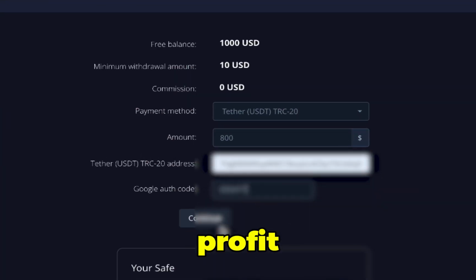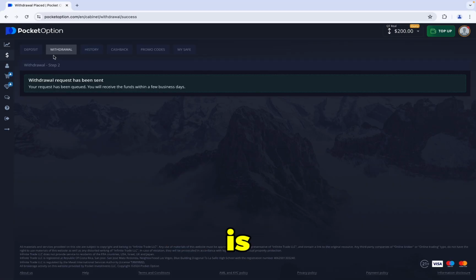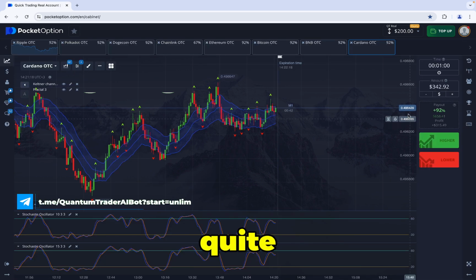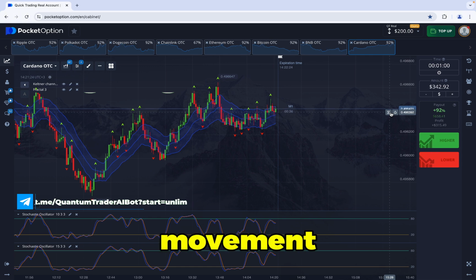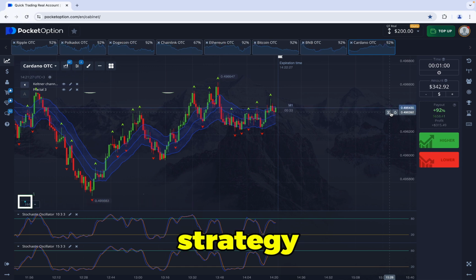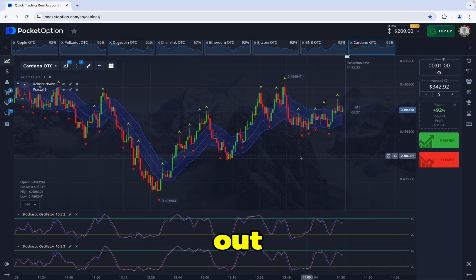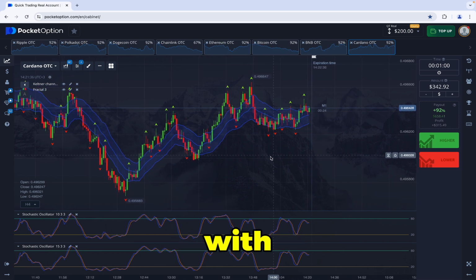The amount of today's profit will be $800. The withdrawal operation is being successfully performed. This is how the trade turned out for today. It is quite difficult trading today. There is a very difficult volatility in movement, and perhaps there was a wrong strategy for today's nature of the movement, of course, but nevertheless, some result turned out. And in general, I will be satisfied with this result.